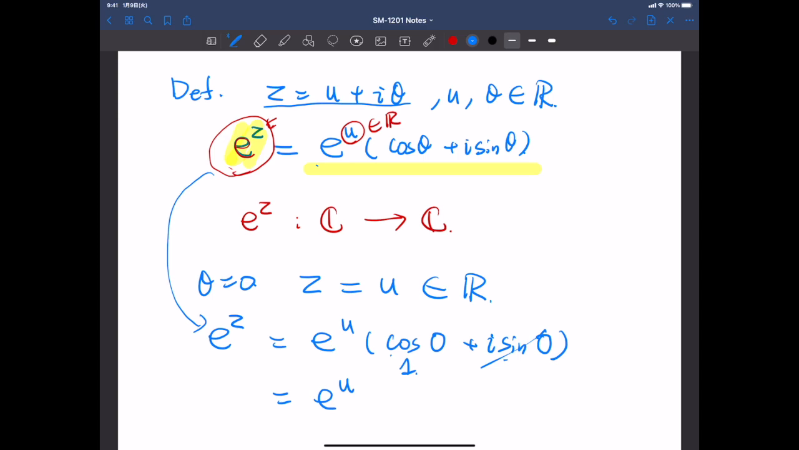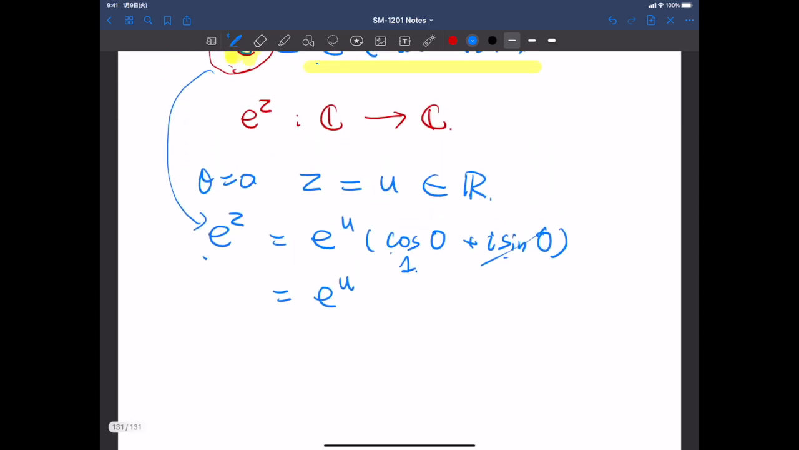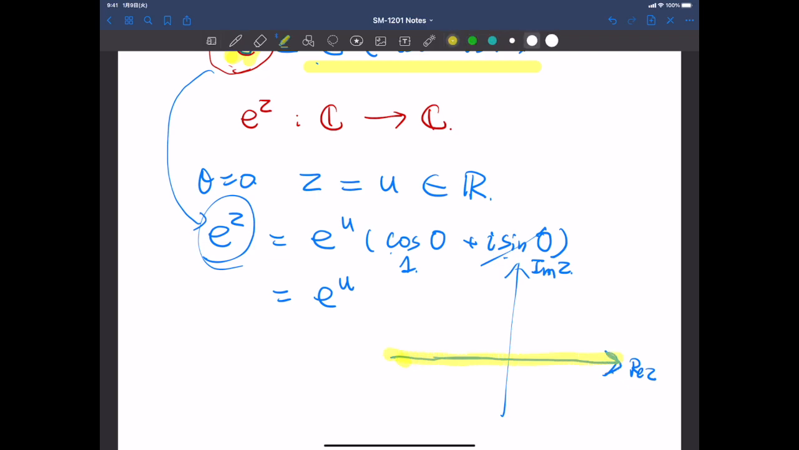So this is the same as the exponential function in the real domain. This exponential function is defined on the entire complex plane, real z and imaginary z. But as long as the real axis is concerned, on this axis, this function is the same as the exponential function we have defined for the real domain.